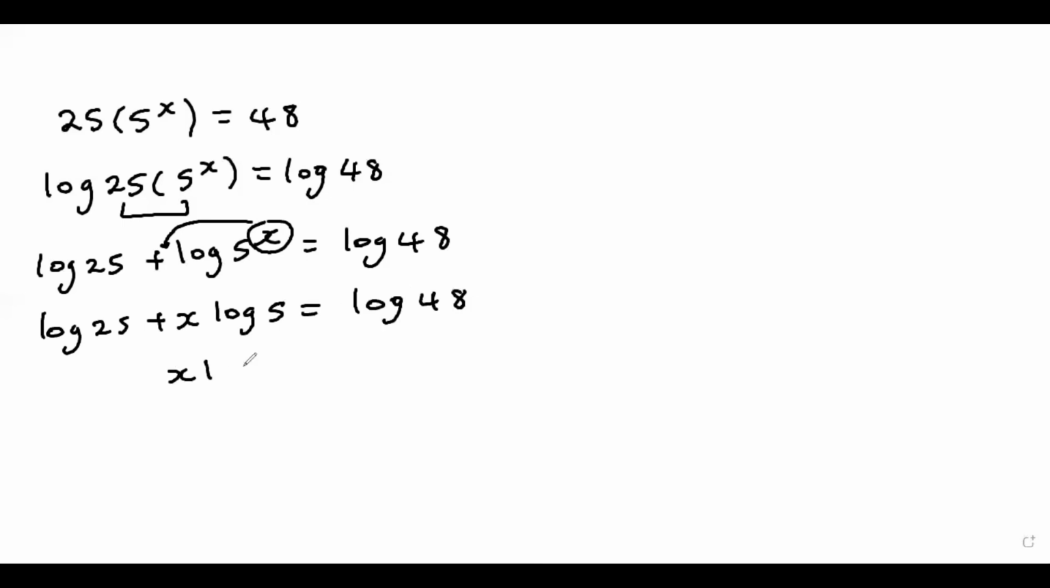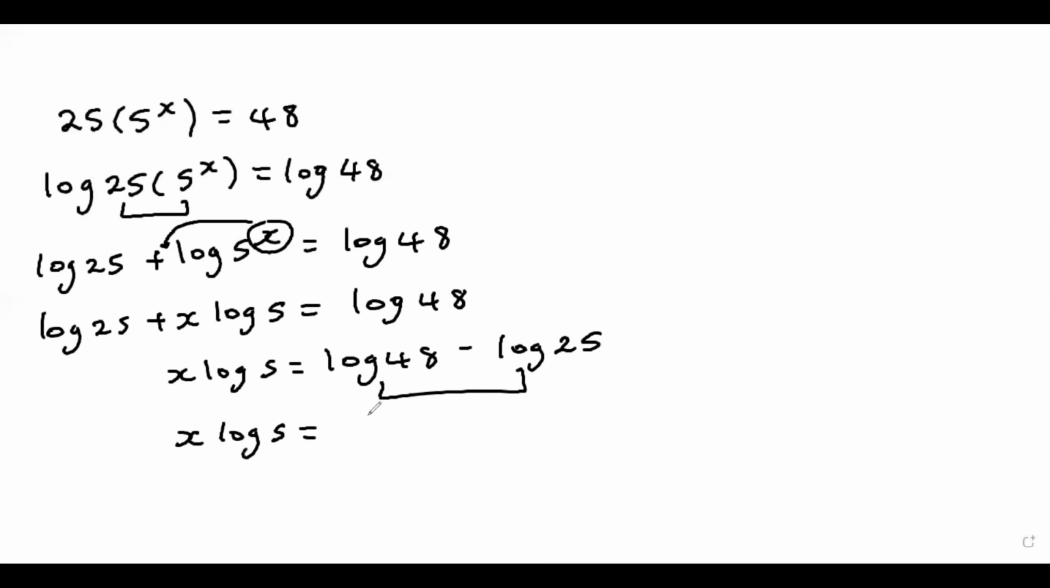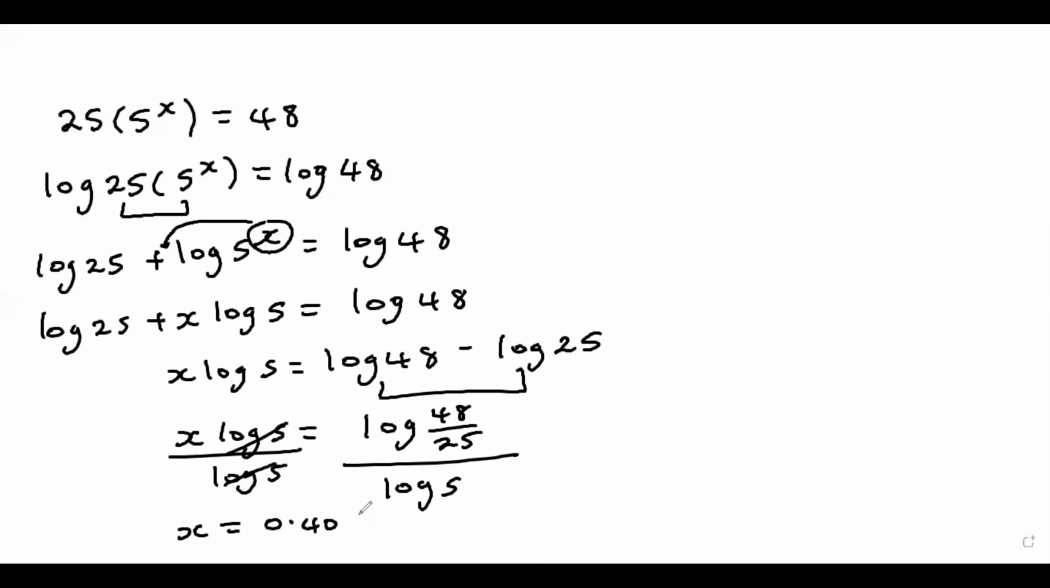So that's x log 5 being equal to log 48 minus log 25. Now again, because we're subtracting, that means we're going to be dividing the logs. So we have x log 5 being equal to log 48 over 25. And then we're going to be dividing that by log 5 to make x the subject. So that means x would be equal to 0.405. So that is all to solving equations of the form a to the x is equal to b.